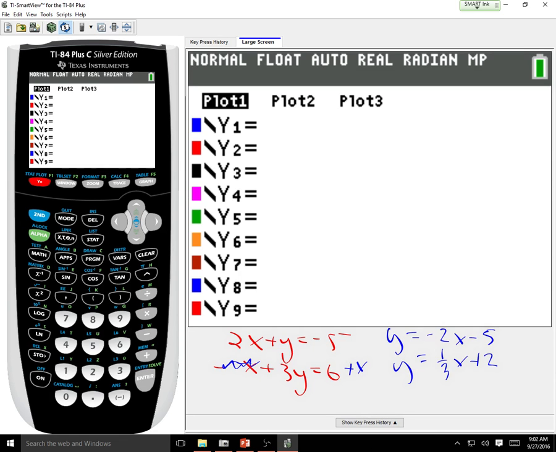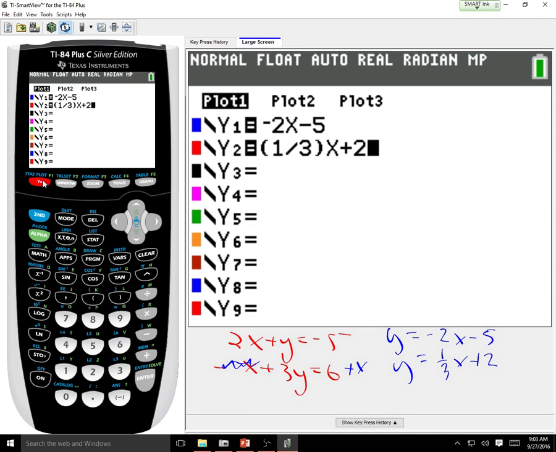Let me plug them in. So y equals, I don't think it's going to like my negative, so I'm going to use this one. Negative 2x minus 5. There's the first equation. The other one is a fraction, so I'm going to use my division, my parentheses there. 1 divided by 3 x plus 2. So there's my two equations. I'm going to graph it.